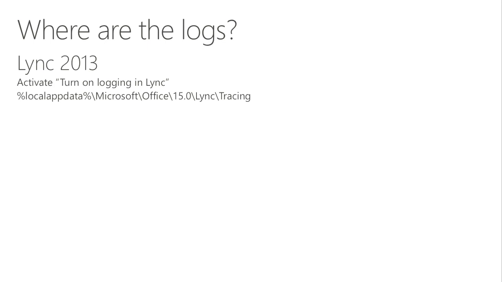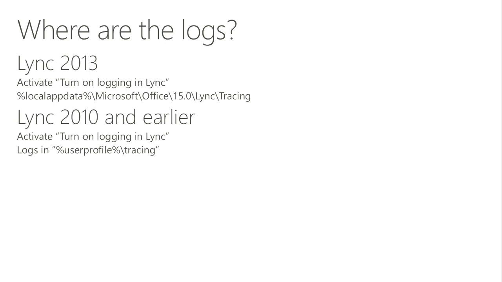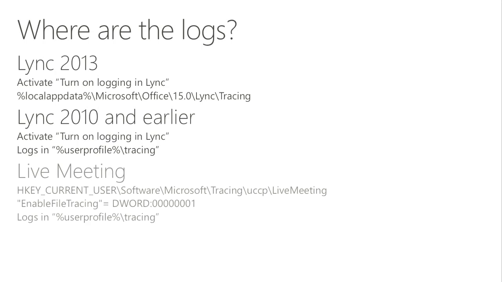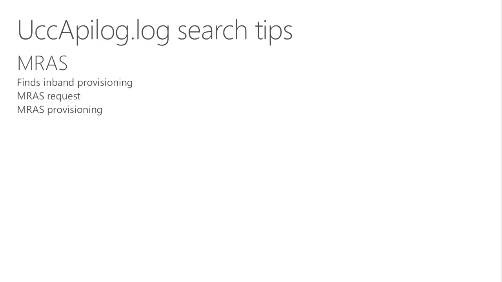I've really troubleshot a lot of these problems. Most of the time, with a client log, just ask them to sign in, just ask them to do a call. You will see a lot of information, and you will be able to troubleshoot most of the problems. Lync 2010 and earlier, again, turn it on. It's just in %userprofile%, Tracing. And in Live Meeting, I hope I will never see that one again. But if you do, you need to set a registry key to enable the tracing, and then you will find it in the same log.